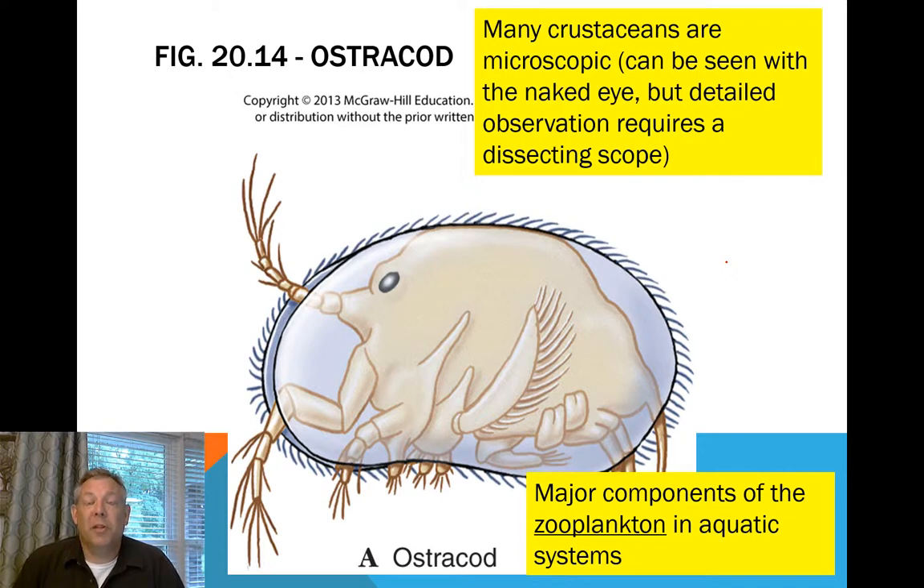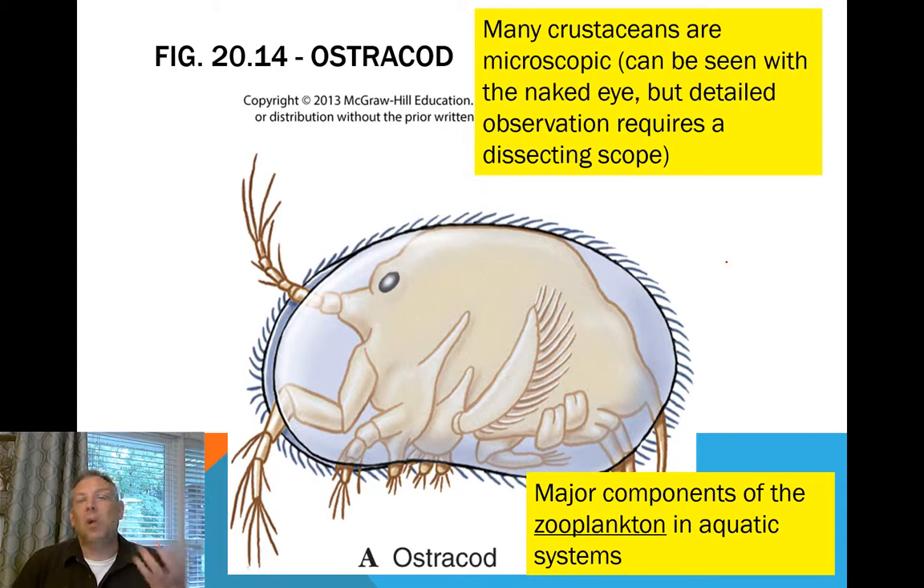But other crustaceans that are really important that you might not be as familiar with are microscopic. They're small, they're large enough that you can see them with the naked eye. If you held up a jar of pond water, you could see them swimming around, but to really see the details, you need at least a dissecting microscope. And these are major components of what we call zooplankton.